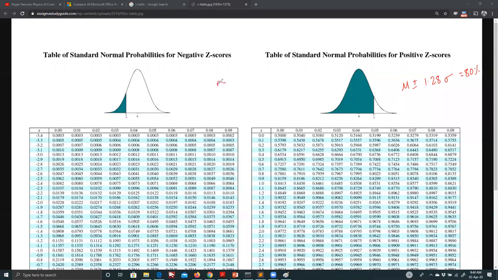So z alpha by 2, when you have two tails you get alpha by 2. So z 0.2 by 2, that is z 0.1, would be just 1.28. You can go in depth as well, but I'm just giving you the idea of how to get this value. If you have any questions, please ask right now, because this is a very important concept to understand.